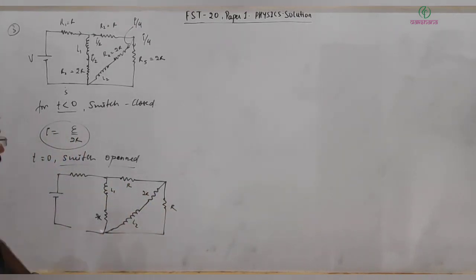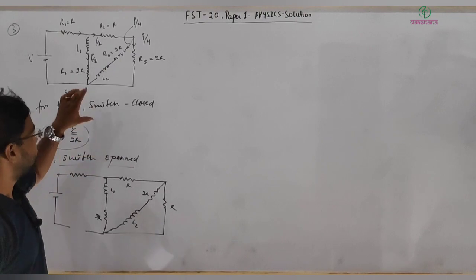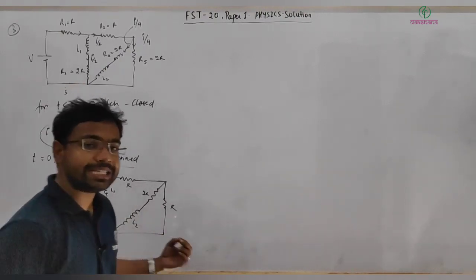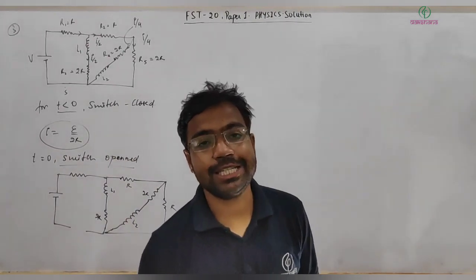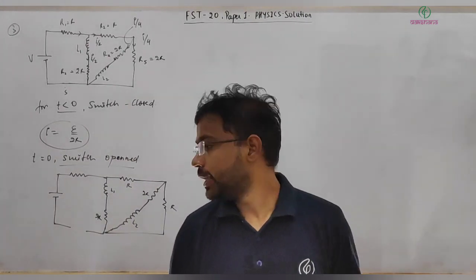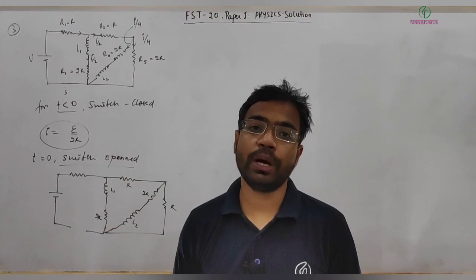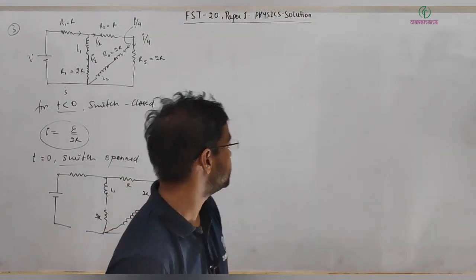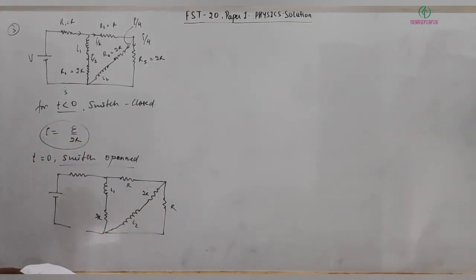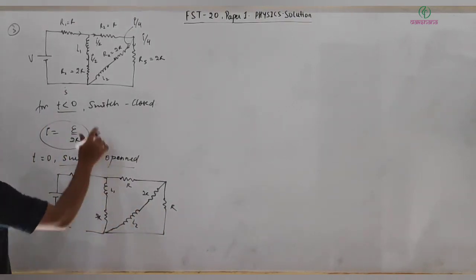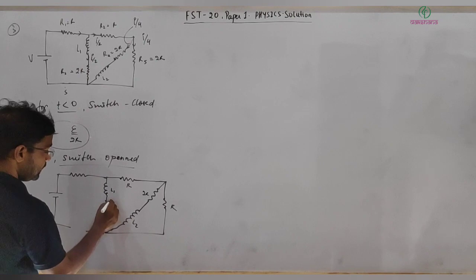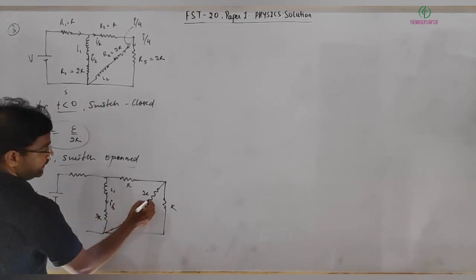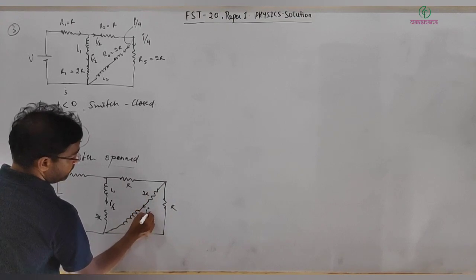Now see, the important point here from this condition to this condition is that because inductors oppose the change in flux, even when the switch is open, the current through each inductor will not change immediately. That is the main point here actually. So the current through this inductor was earlier I by 2, and that will still remain the same, and here it's also equal to I by 4.